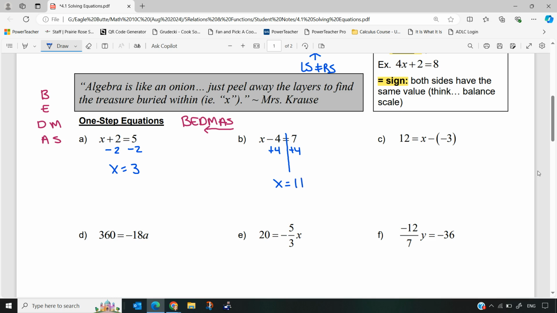For C, I have 12 equals x minus negative 3. So it might be helpful to rewrite that as x plus 3. And then I want to reverse my operation. I want x by itself. So I'm going to subtract 3 from both sides. 12 minus 3 is 9, and 9 equals x. If you want to rewrite that with the x on the left-hand side, you could do that. So we have x equals 9, x equals 11, and x equals 3.